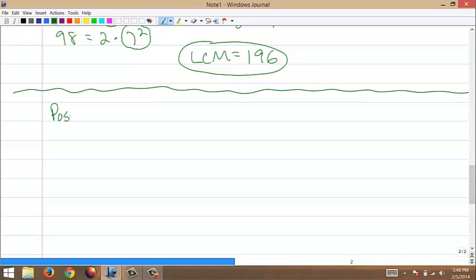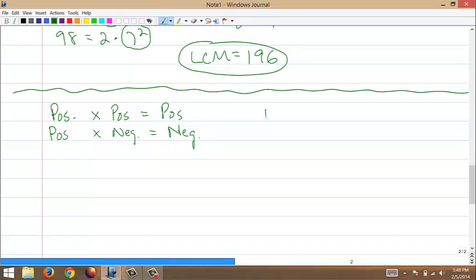So a positive times a positive is always equal to a positive. But if I multiply a positive times a negative, that gives me a negative answer.